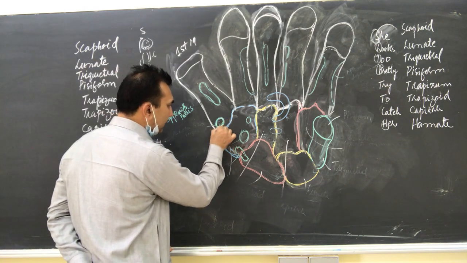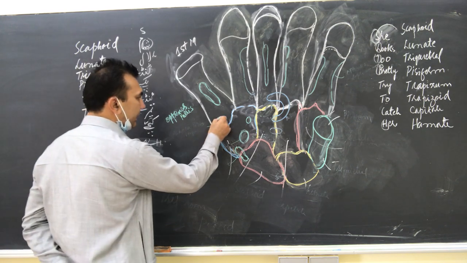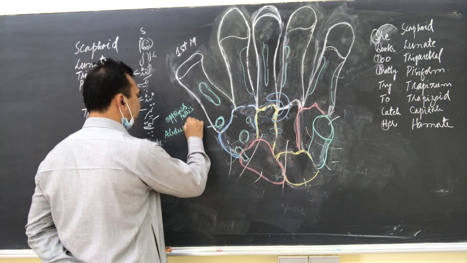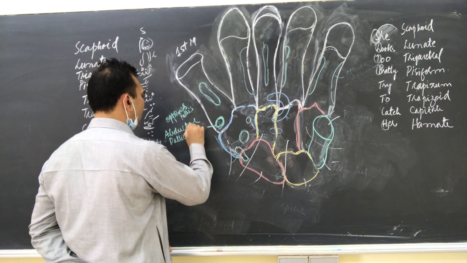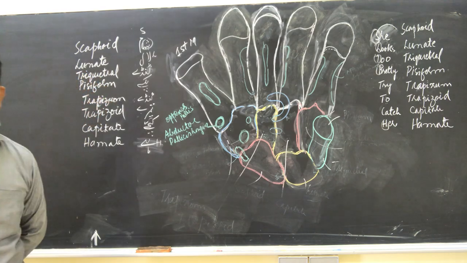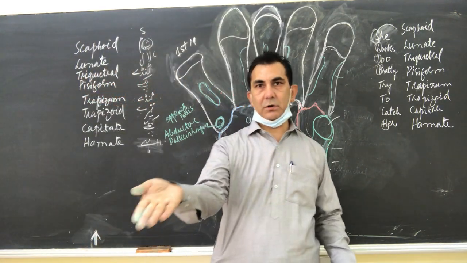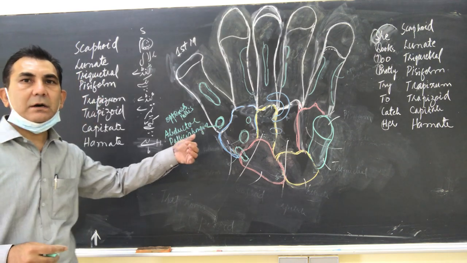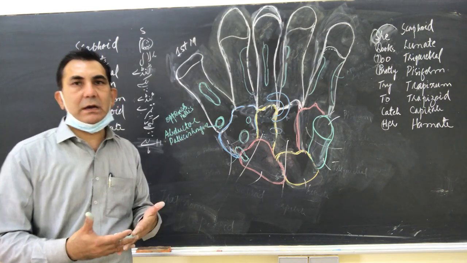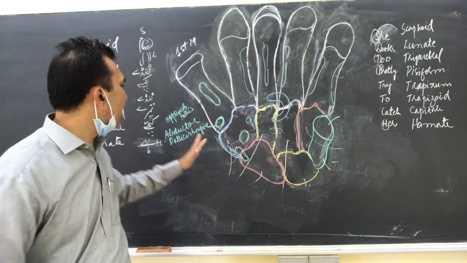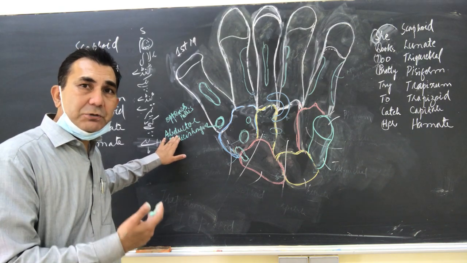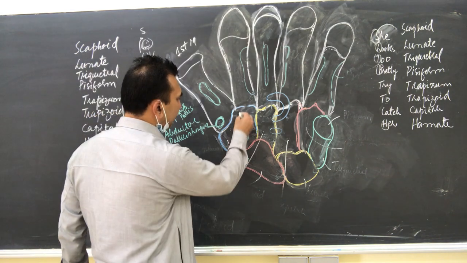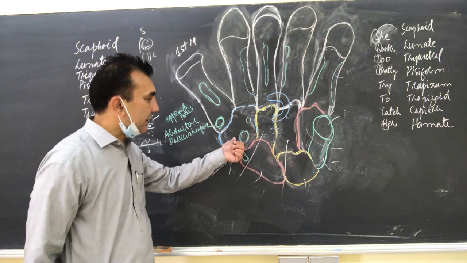And just at the base of the first metacarpal is another area, and this area is for the attachment of the abductor pollicis longus muscle. The tendon will attach over here, which gives the abduction of your thumb. Now see, the thumb becomes abducted, and this abduction happens due to the attachment of the tendon of the abductor pollicis longus muscle over here. Now we will come to the trapezium, the second row, the trapezium.